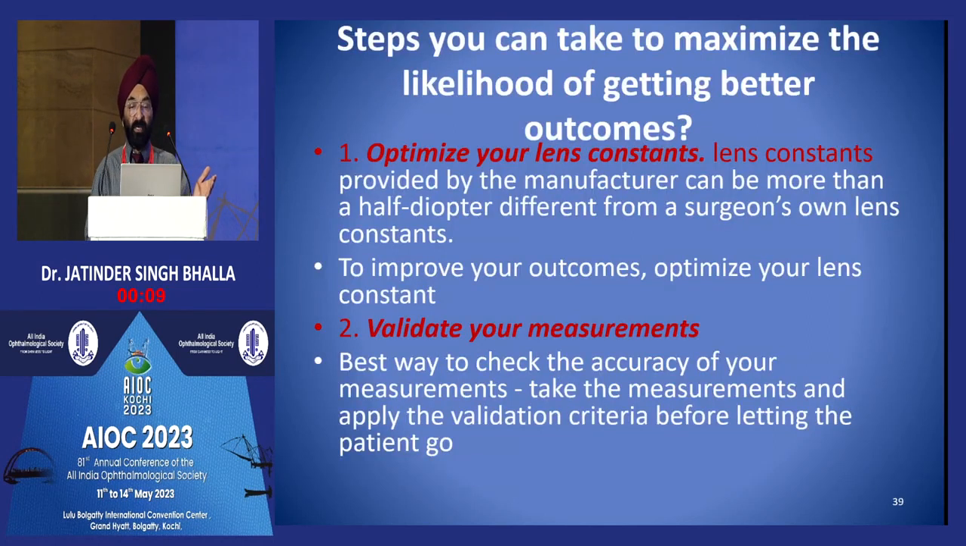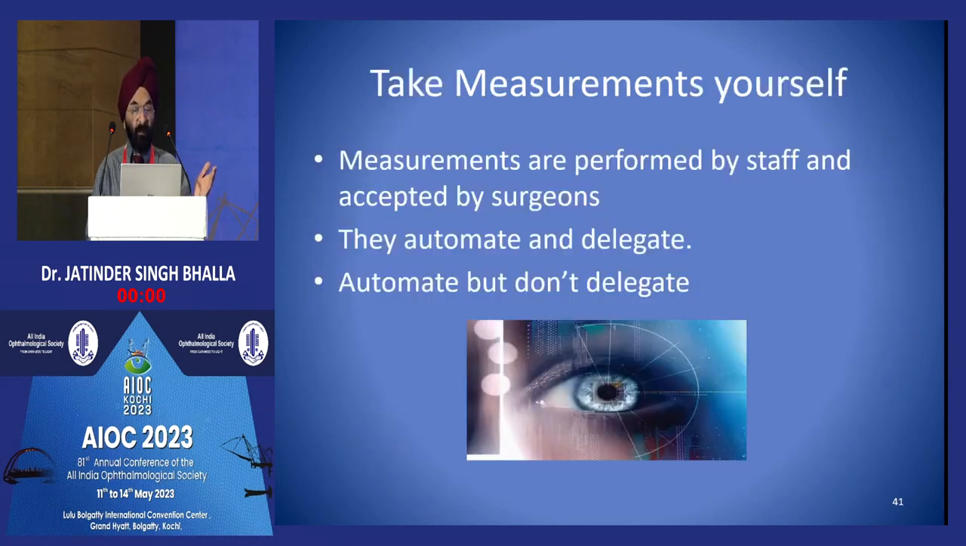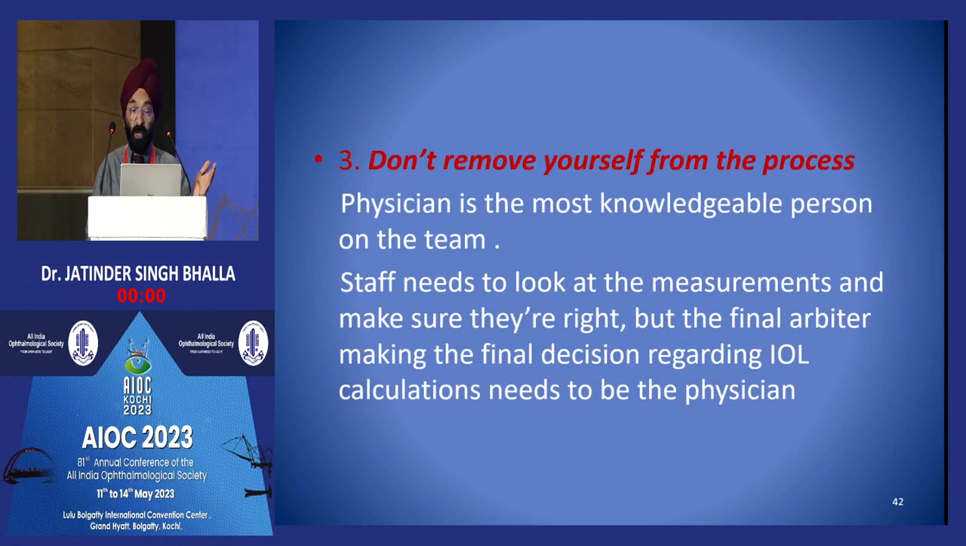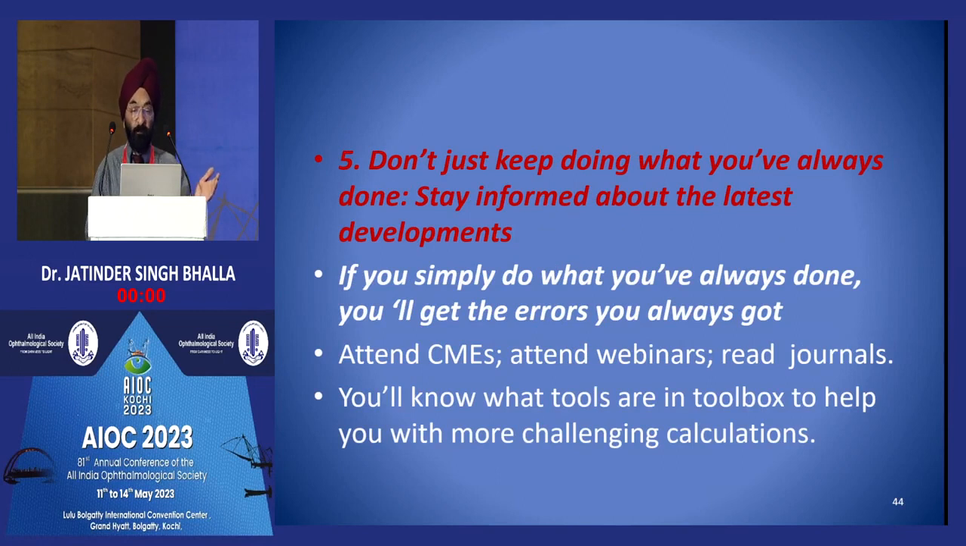So what are the steps you can take to maximize the likelihood of getting better outcomes? Please optimize your constants, validate your measurements if your readings are outside the average, that is axial length less than 22 or more than 25, keratometry less than 40 or more than 47. Take the measurements yourself, because the ophthalmologist is the most knowledgeable part of the team. So don't remove yourself from the process. Spend extra time counseling the patients with short eyes or previous refractive surgery, and don't just keep doing what you have always done, because then you will get the same error which you have always got.